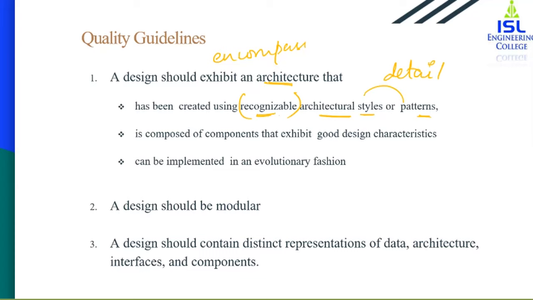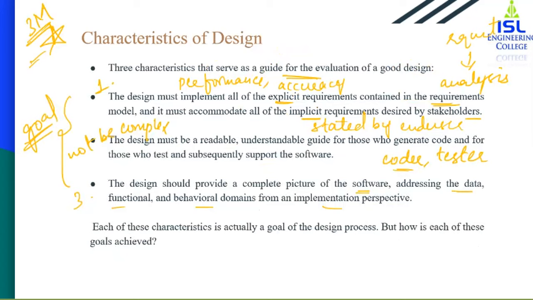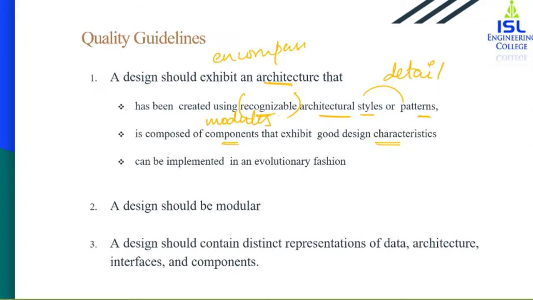Now this design is composed of components. What are components? Different parts, or you can say different modules. So the different components should exhibit good design characteristics. Design characteristics, these three characteristics. From these three characteristics, all the components need to have these characteristics implemented.